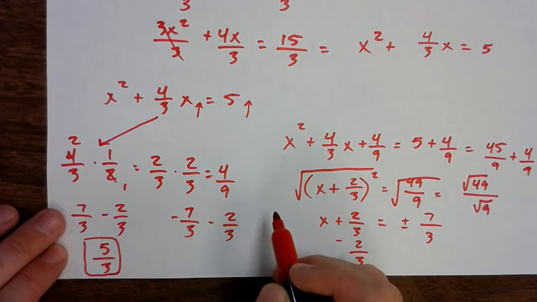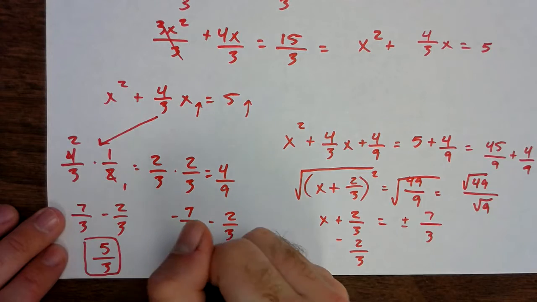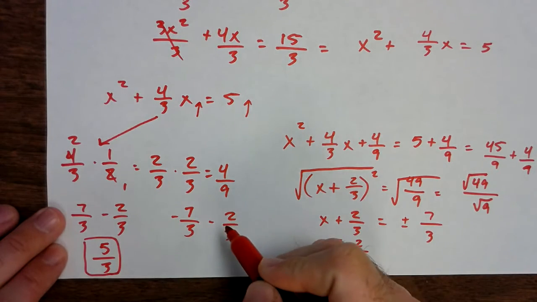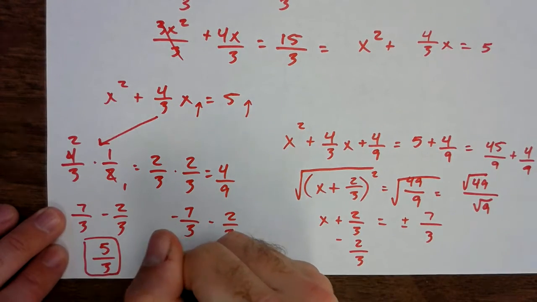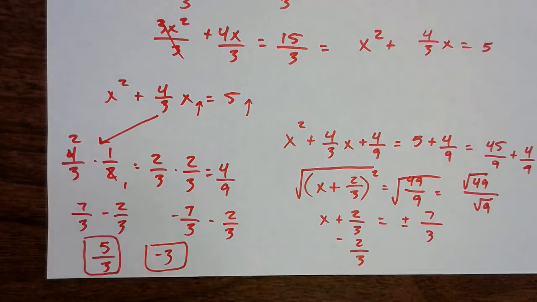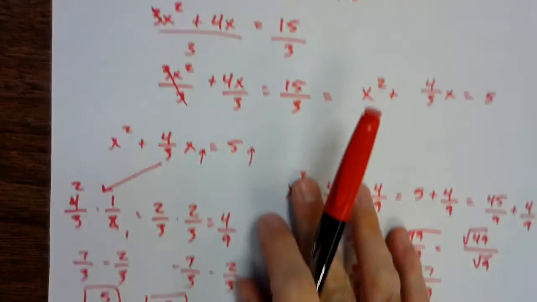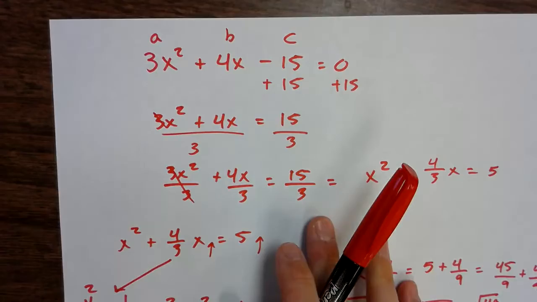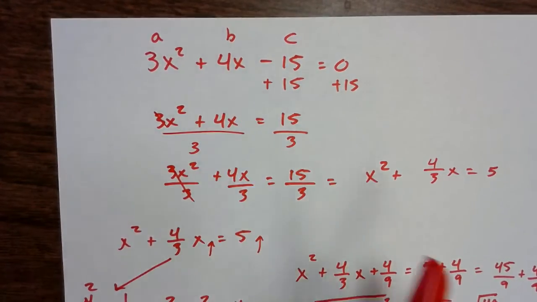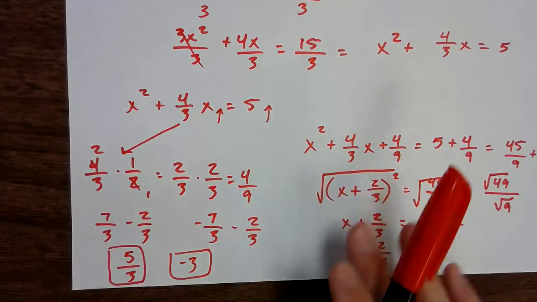Negative 7 minus 2 is negative 9 over 3. Negative 9 divided by 3 is negative 3. There is our second solution. So we got 2 solutions to this problem, but that is because we're working here with a quadratic. That means we're going to cross the x-axis twice, and those are the solutions to your problem.